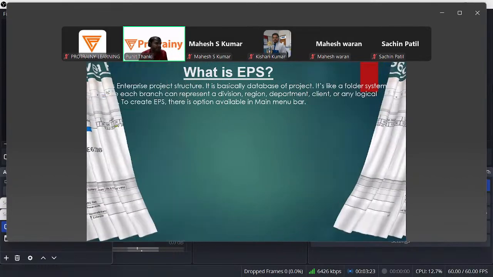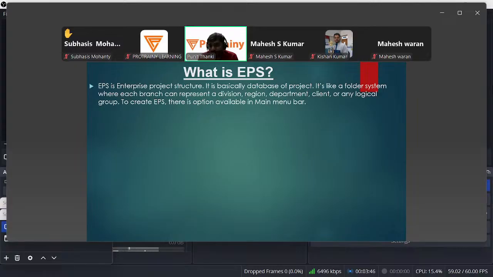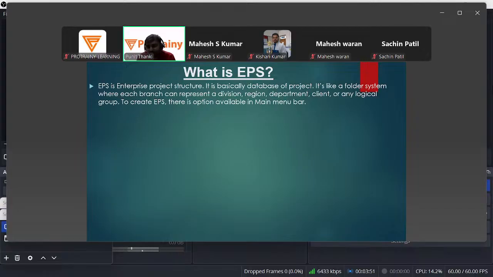Now, EPS is a very basic word in Primavera. EPS, Enterprise Project Structure. Anyone will face this in a Primavera interview question in future: what is EPS? EPS is the main integral component in Primavera, the Enterprise Project Structure. It is basically the database of the project. It looks like a folder where each branch can represent a division, region, department, client, or any logical group. And to create an EPS, there is an option available in the menu bar. Okay, how is it created?